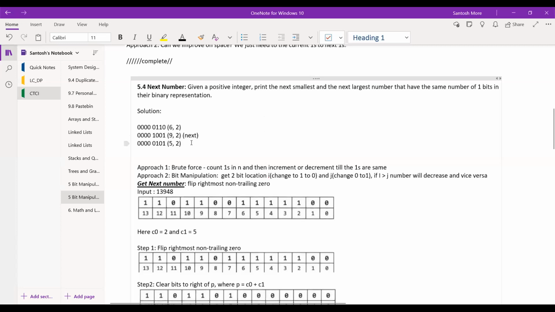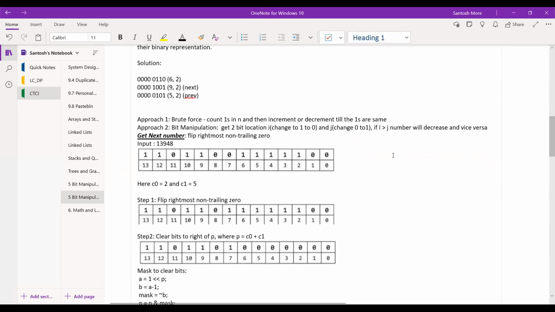And if you want to find the previous number, which is lesser than 6, in that case, what we do is we just set the first one bit. In this case, what we need to do is find this one. Let us go through this algorithm so things will be clear. At least the brute force would be to count the ones in n, and then increment or decrement till we get the same number of ones. So that is what it says.